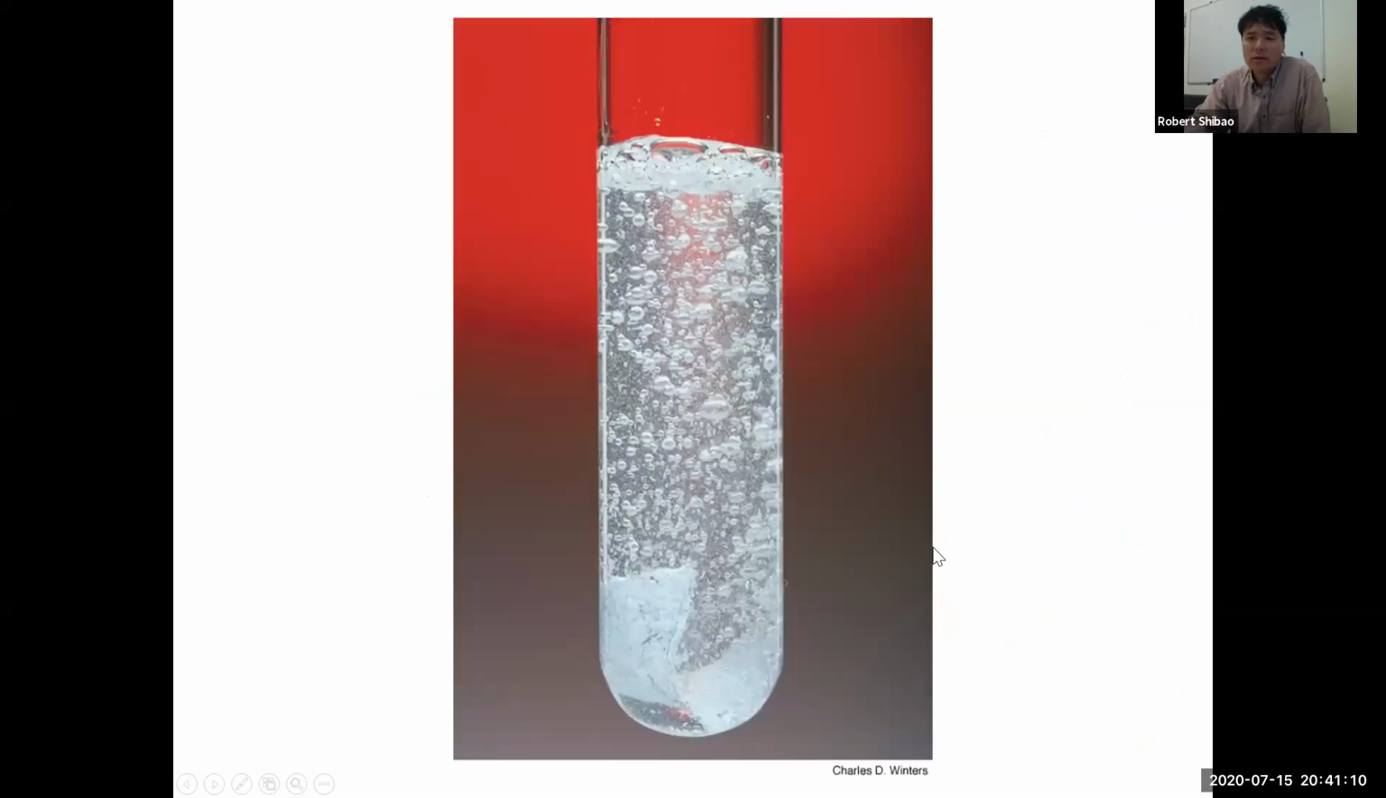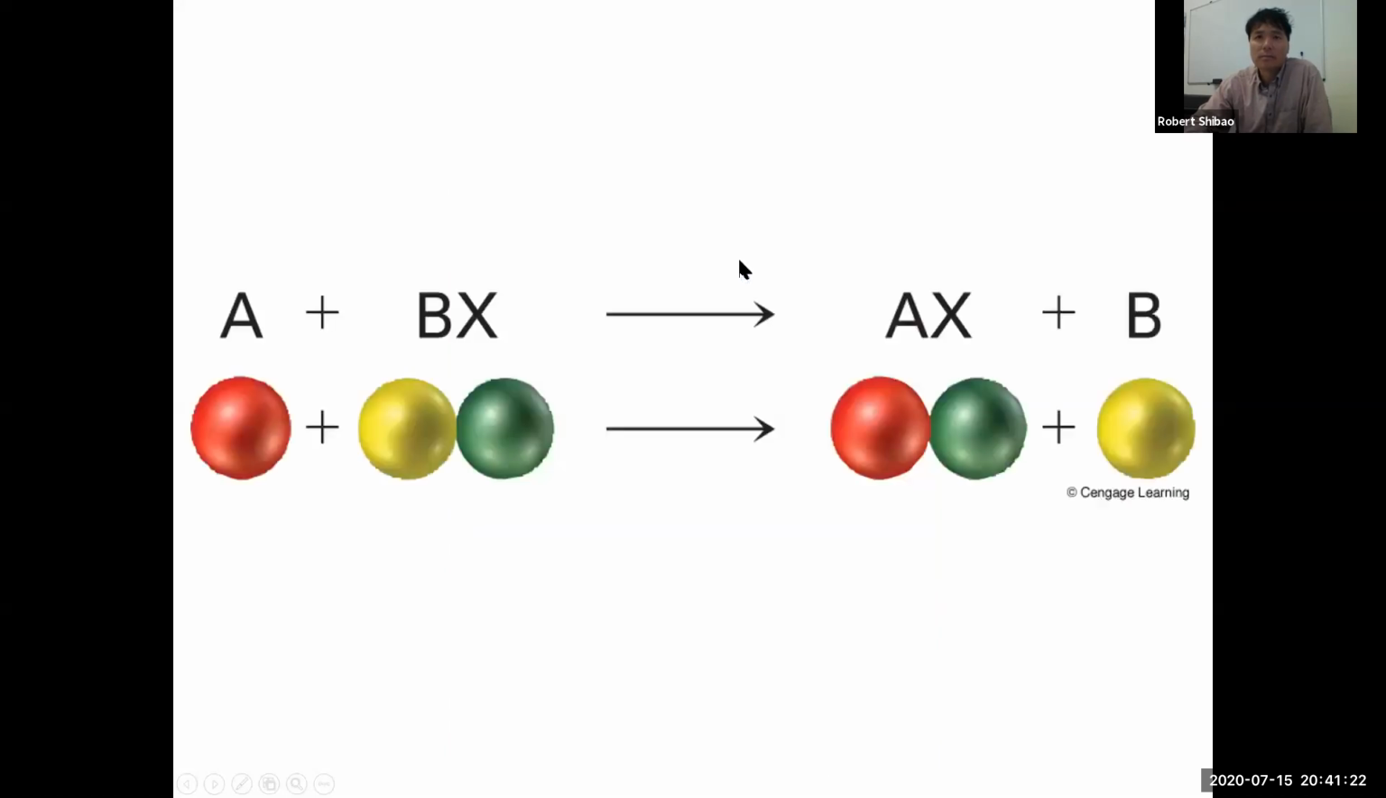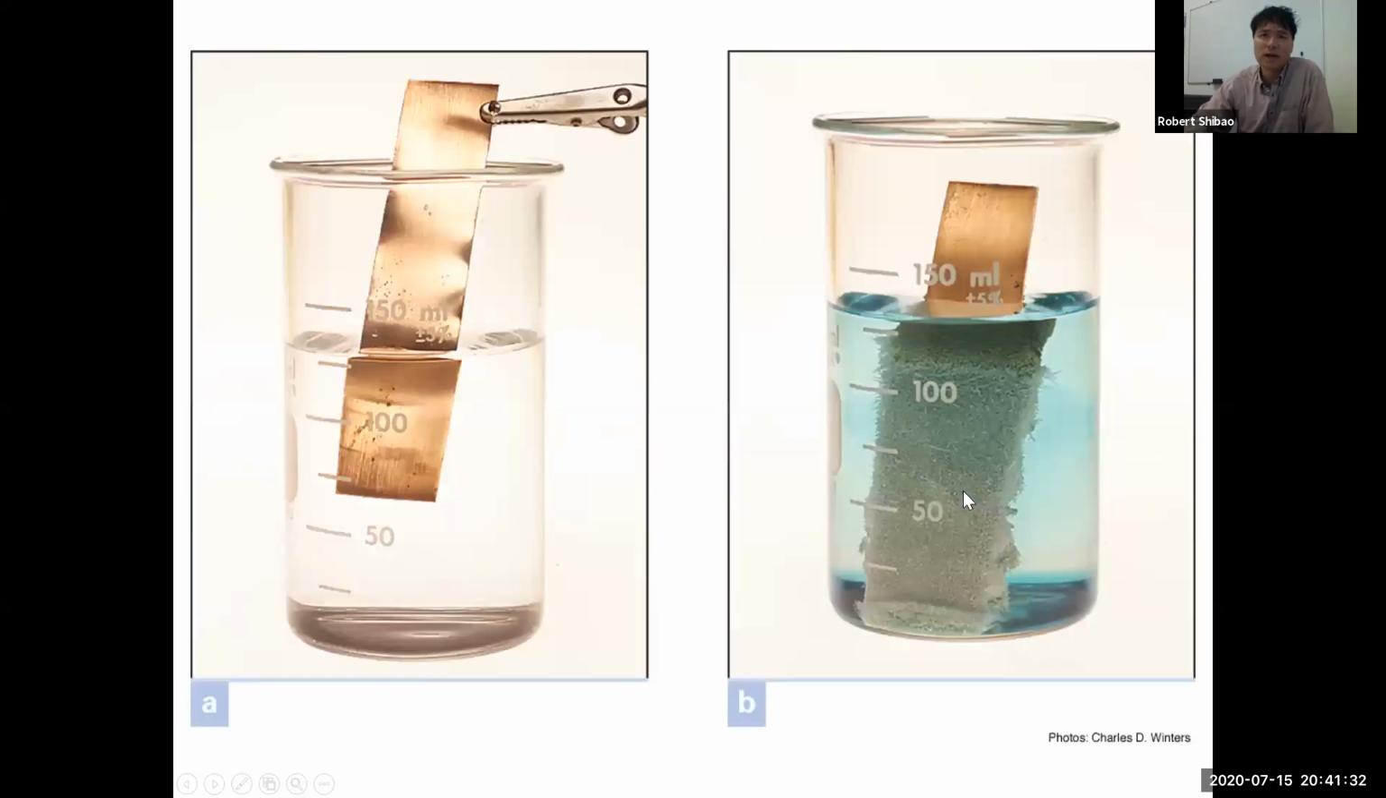What's this slide showing? This slide is showing calcium metal reacting with hydrochloric acid. This is effervescing. This is making hydrogen gas here. Here's where we're taking an element plus a compound. It's making a new compound and a new element. This is called a single replacement type reaction.